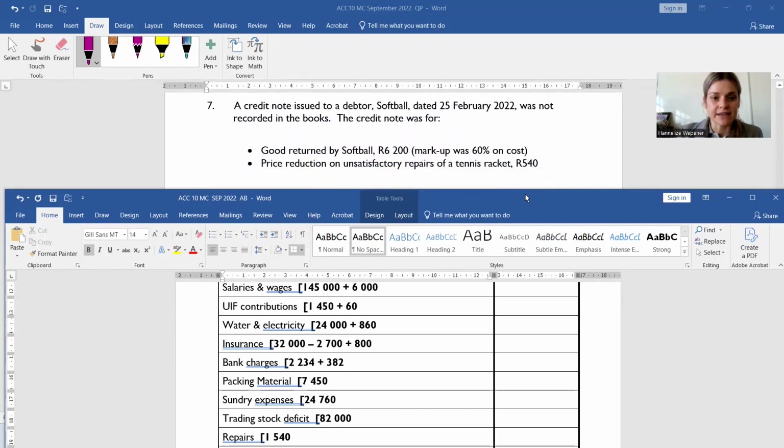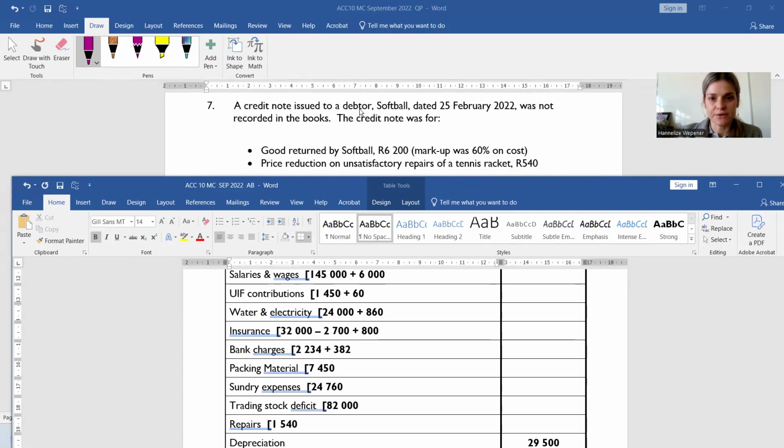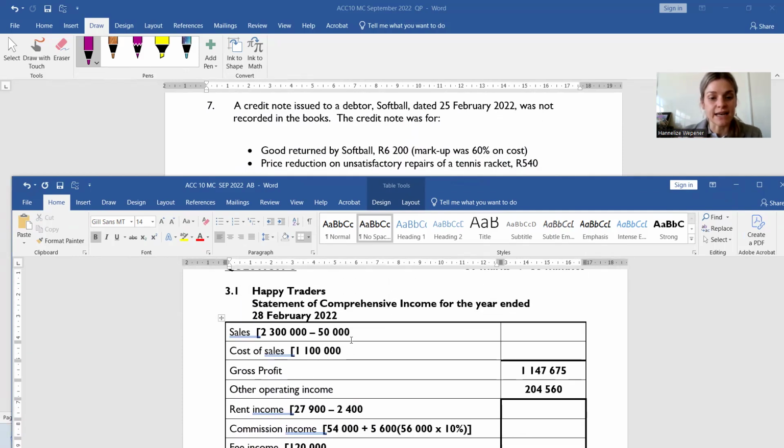Right. Number 7, second last one here, says a credit note issued to a debtor dated on the 25th of Feb was not recorded in the books. So if you haven't yet recorded this, it means that you must now record this. So you must show that the debtor no longer owes you the amount and that you had debtor's allowances, which means that you have less cost of sales.